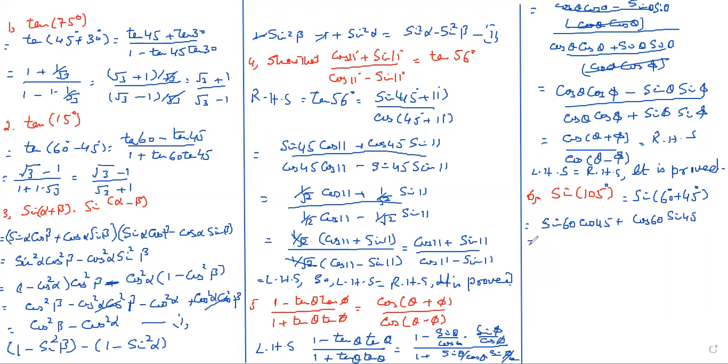Right. So sine 60 is root 3 over 2, and cosine 45 is 1 over root 2, plus cosine 60 is half, and sine 45 is 1 over root 2. We can see that 1 over 2 root 2 is common, and we are left with inside root 3 plus 1, and this is our final answer.